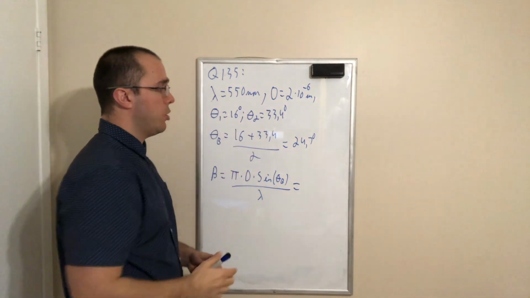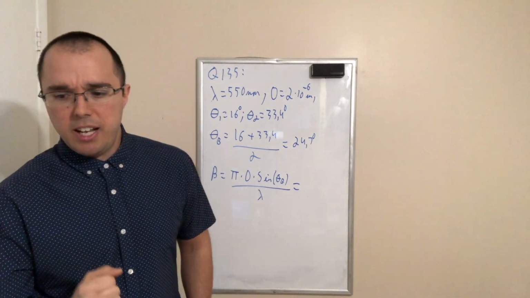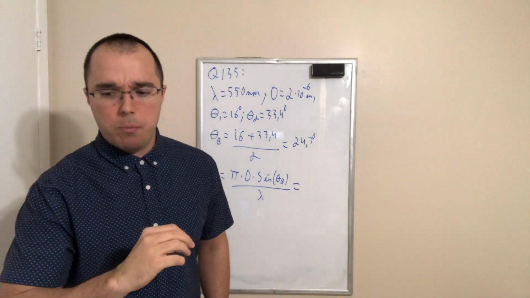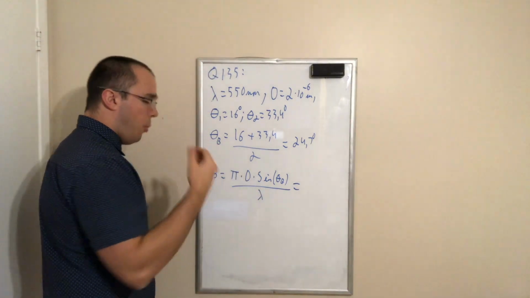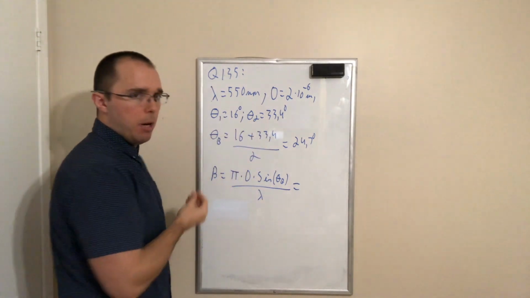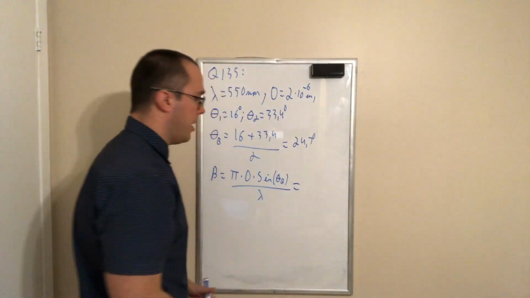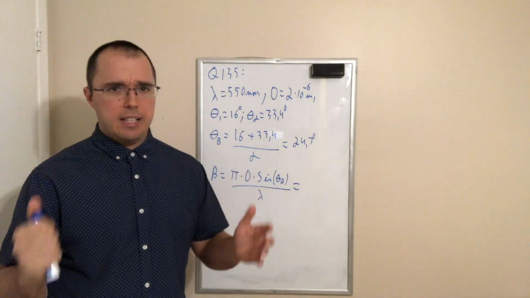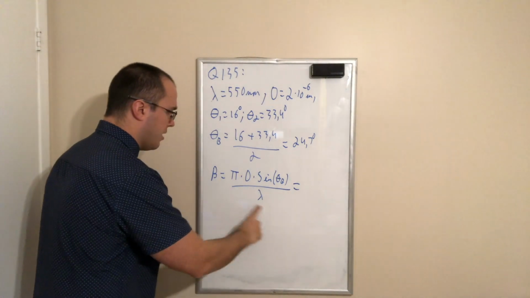is 2 micrometer. Now, part B states, determine the intensity relative to the central maximum at a point halfway between these two minima. Well, a point halfway is basically you take the two angles, add them up, and divide by 2. We get 24.7 degrees. Now, in order to find the intensity, we first need to find the value beta. And we need to use this formula over here.